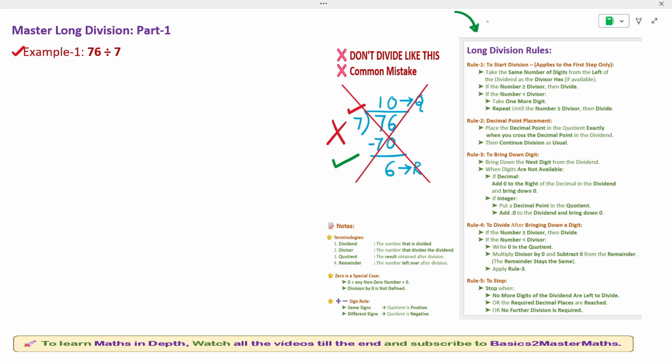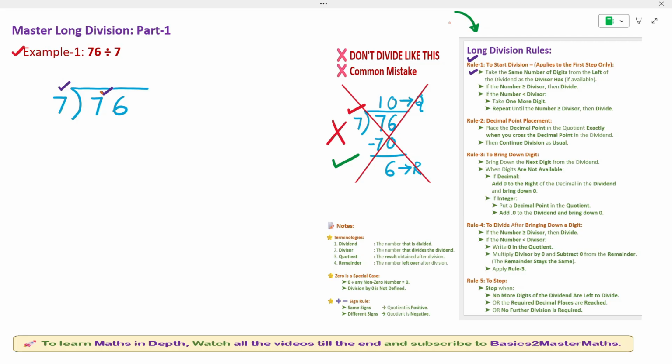Example 1, 76 divided by 7. Let us apply rule 1. Take the same number of digits from the left of the dividend as the divisor has. In this case, the divisor has only one digit. So, consider only one digit from the left of the dividend. In this case, consider 7.